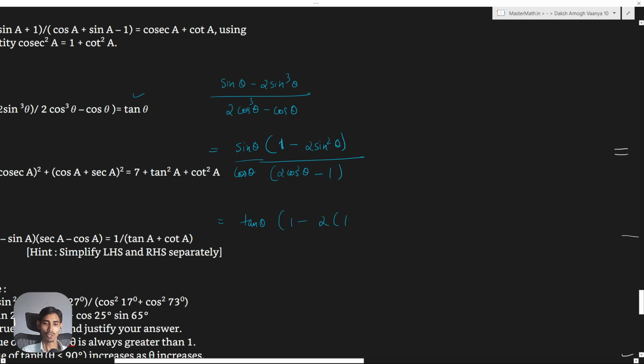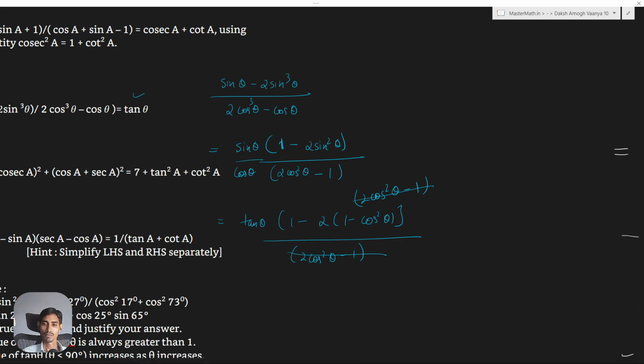So 1 minus 2 into 1 minus cos square theta, using the sine square identity, and the denominator we will keep as it is. Let's see. So this is 2 into 1 minus cos square theta, so plus 2 cos square theta minus 1, because plus 1 and minus 2. So this is what we get in the numerator, right? And then we cancel this out. Zubair, is that okay? Yes, sir.